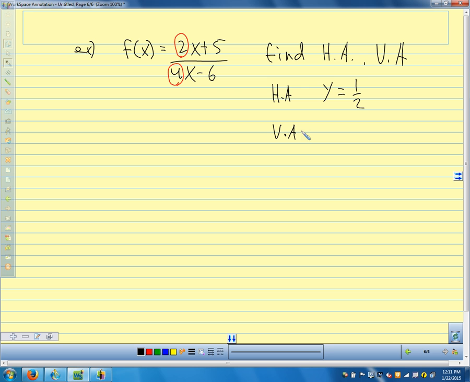Vertical asymptote, 3/2. How do we find our vertical asymptote? Set the denominator equal to 0. So 4x minus 6 equals 0. Solve for x. So I would get x equals 6/4 or 3/2.